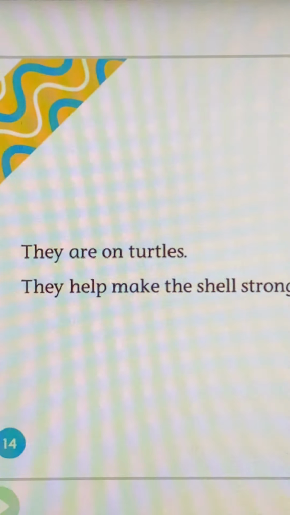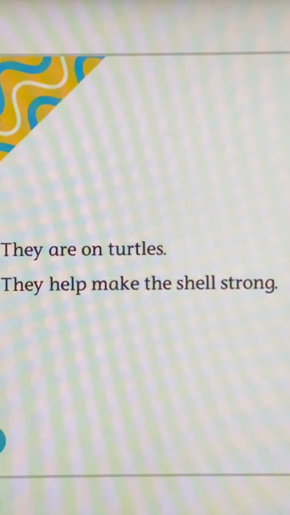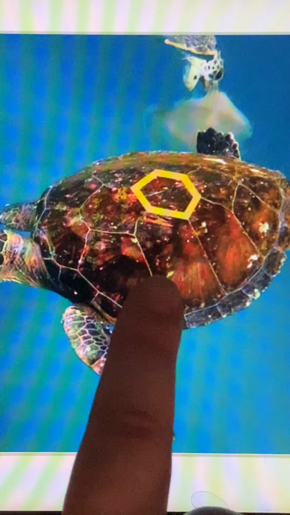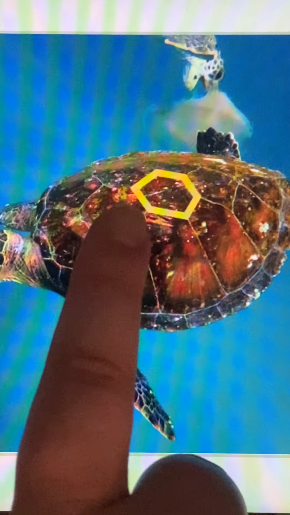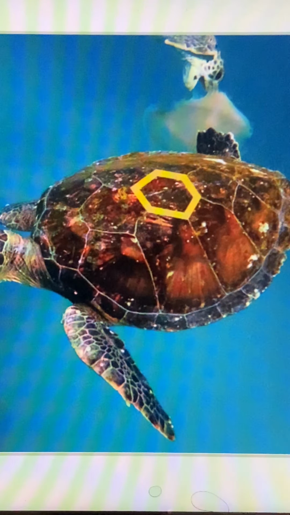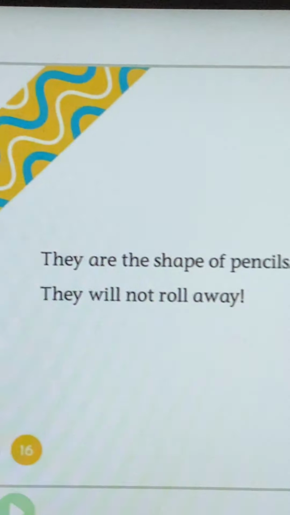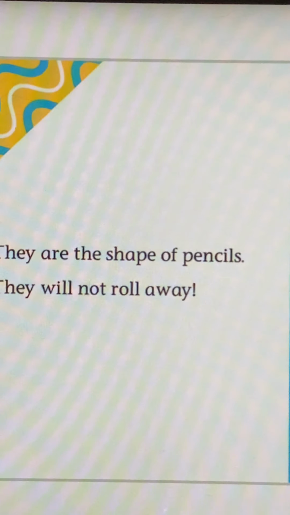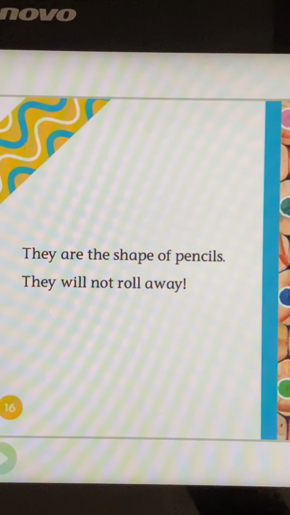Ooh, they're on turtles too. They help make the shell strong. That's so cool. Let's look at the hexagon there. Oh, there it is. Let's see how many sides it has. 1, 2, 3, 4, 5, 6 sides, so we know that's a hexagon. Oh, it's right on the shell. That's so cool. Ooh, and they are the shape of pencils. They will not roll away.